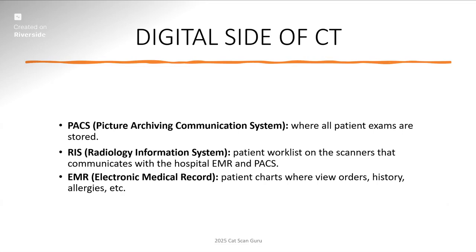This is your work list on your scanner that is communicating with your hospital's EMR and PACS. You bring up your patient work list, you select it because it's tied into the EMR and you have all your patient demographics. Once you're done, it'll send it to PACS. Those systems go hand in hand. And of course, there's your EMR or your EHR, whichever one, they're interchangeable. It's your electronic medical record. This is where the patient's chart is, where you view orders, history, labs, allergies, you name it.